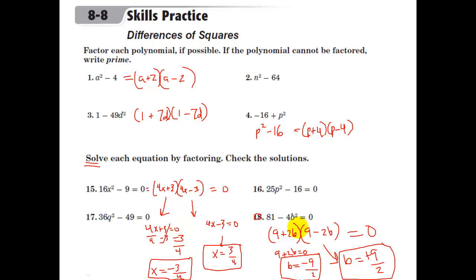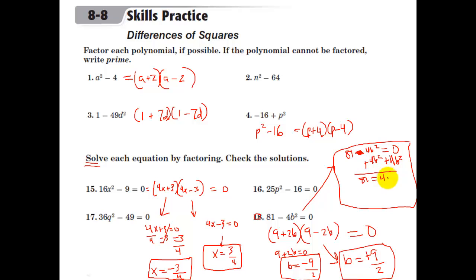Cool. You might have thought to yourself, if I wanted to solve this equation, a totally unrelated little method here, which we're going to cover later, but I'll mention since it's here. Why don't I just add 4b squared to both sides? So if I have 81 minus 4b squared equals 0, I could add 4b squared on both sides, and then I would get 81 equals 4b squared. Then I could divide both sides by 4, and I'd get 81 over 4 equals b squared.